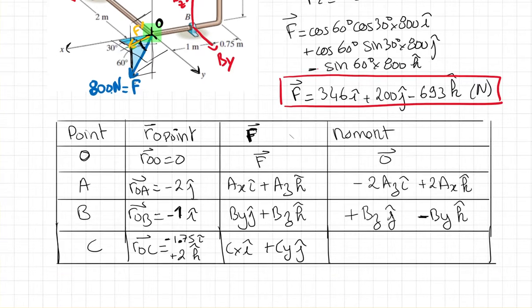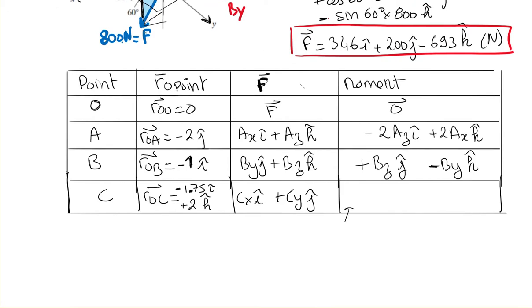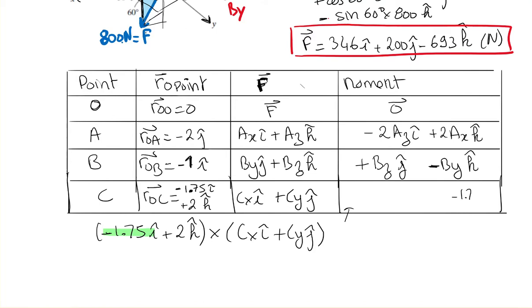There. Moment. Okay, let's write for this one. So I need to do minus 1.75 i-hat plus 2 k-hat cross product Cx i-hat plus Cy j-hat. Okay, let's look first at this one. Minus 1.75 i-hat times Cx i-hat is 0; minus 1.75 i-hat with this one j-hat will be k. So it will be minus 1.75 Cy on k-hat for this one.